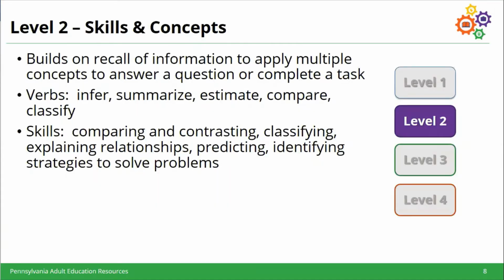Level 2 moves beyond recall and reproduction and requires learners to apply their skills and understanding of concepts to answer questions or complete tasks. This often includes the application of multiple concepts at once. Objectives for activities at this level might ask learners to make inferences, summarize information, make estimates or predictions, compare and contrast information, identify strategies to use when solving problems, or identify relationships between concepts, such as cause and effect.